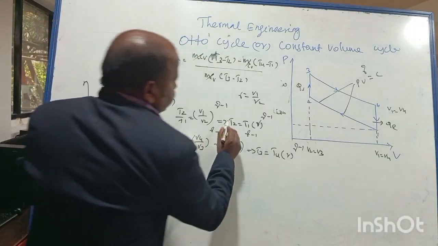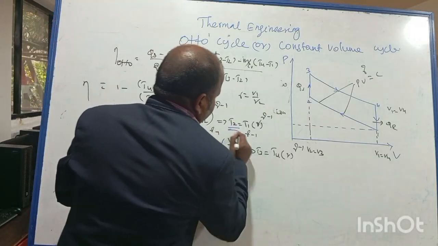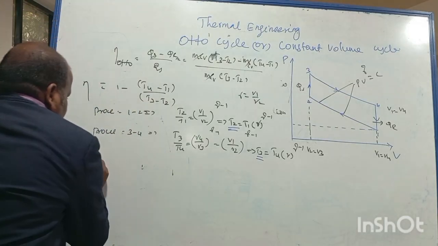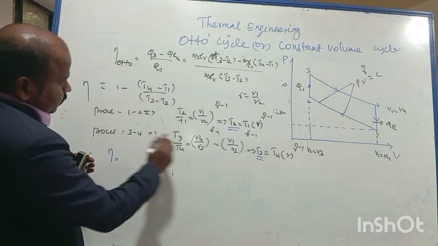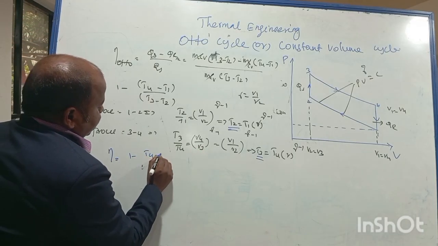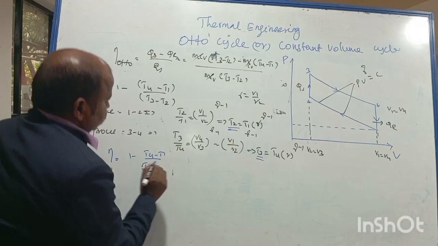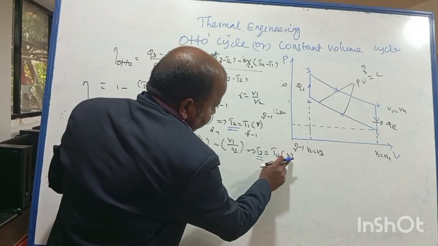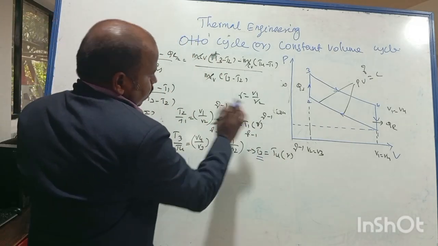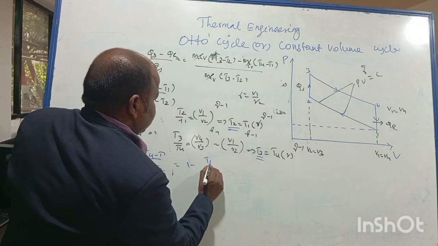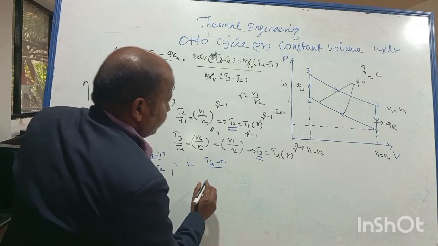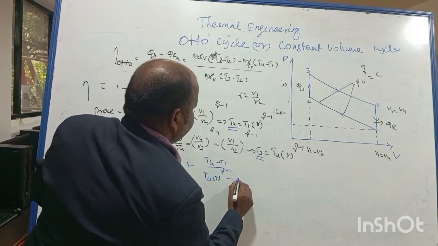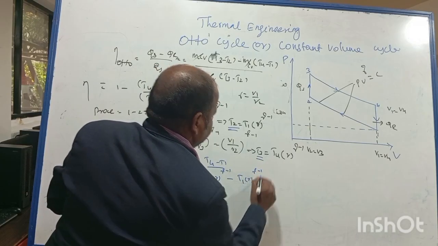Now I am going to substitute T2 and T3 in this efficiency equation. So efficiency is equal to 1 minus T4 minus T1 divided by T3 minus T2. Now I am going to replace T3 with T4 into r power gamma minus 1 and T2 with T1 r power gamma minus 1. So 1 minus T4 minus T1 divided by T4 into r power gamma minus 1 minus T1 r power gamma minus 1.